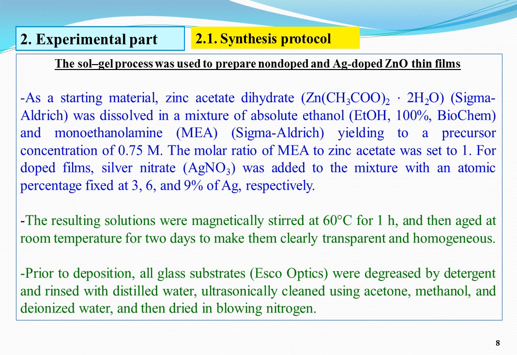Experimental part. Synthesis protocol. In this work, the molecular precursor is zinc acetate dihydrate, which is dissolved in ethanol and monoethanolamine. For doped films, silver nitrate was added to the mixture with an atomic percentage fixed at 3, 6 and 9% of silver respectively. This solution is converted to gel by respecting the following steps.